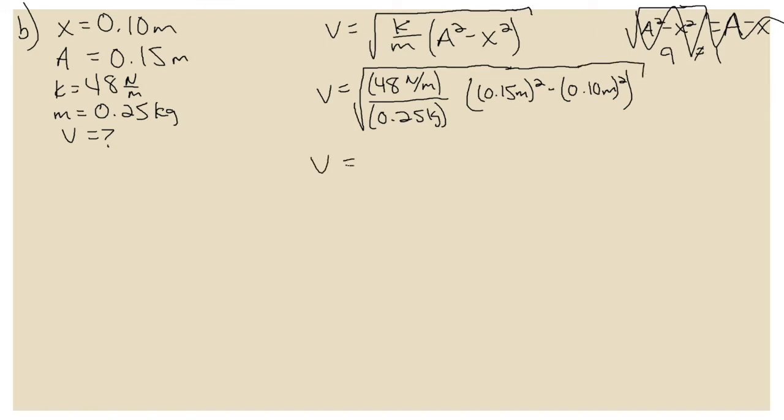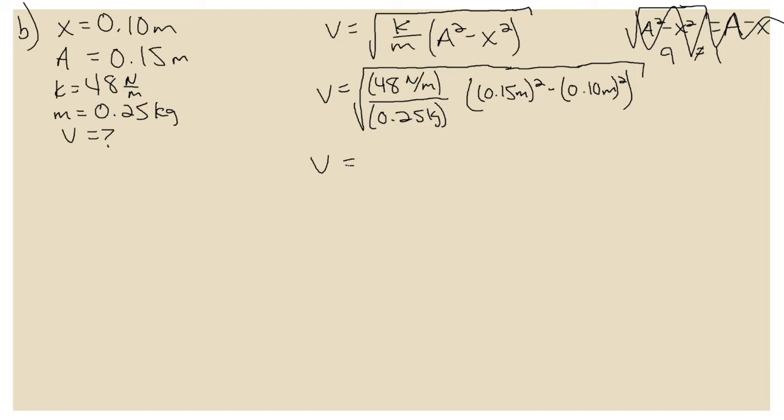Now, obviously, you should know how to use a calculator by now. I know that you all do. But this is an easy one to make a mistake with in the calculator. What I like to do is I take 0.15 and I square it. Then I hit answer minus and I do 0.10 meters squared and I get that number. Then I multiply by 48, I divide by 0.25, and then I take the square root.